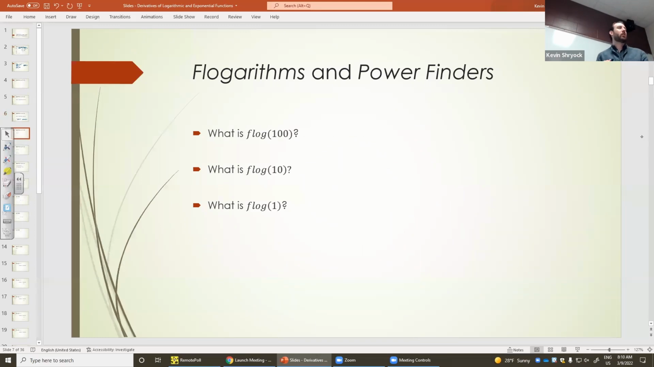Let's bounce around the room quickly. What is the phlogarithm of 100? Let me see a hand. Yeah, good. 2. Phlogarithm of 10. Somebody else? 1. Phlogarithm of 1, somebody else. How many zeros do you see? You see 0. So there you go.